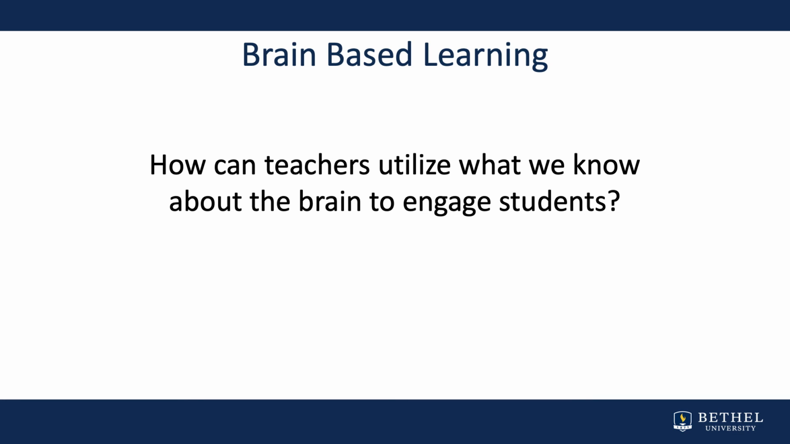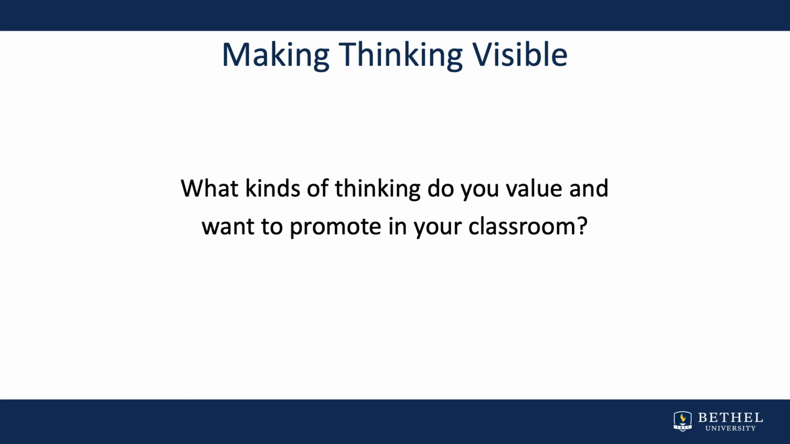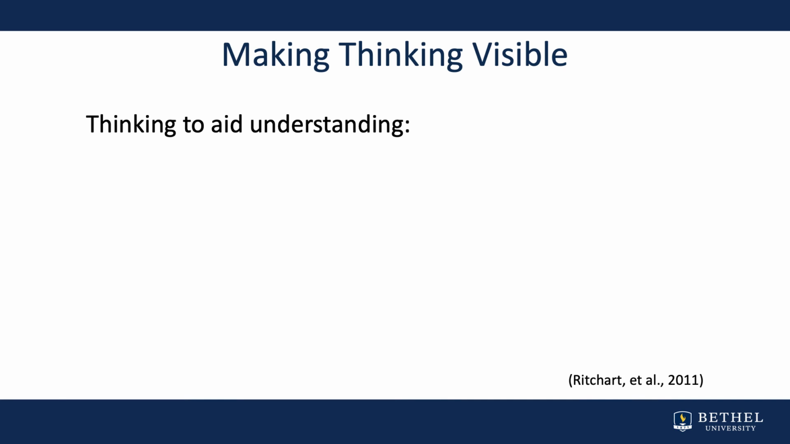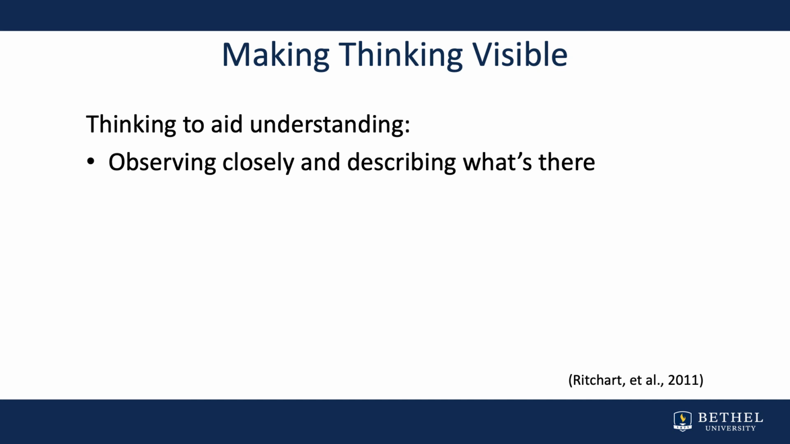So, how can teachers utilize what we know about the brain to engage students? One strategy is to intentionally develop the ability to think. What kind of thinking do you value and want to promote in your classroom? Students and people think to learn, but also must learn to think. This is a skill that is natural, but also taught. Students learning how to be critical thinkers, have a growth mindset, or facilitate exploring different ideas are examples of types of thinking.